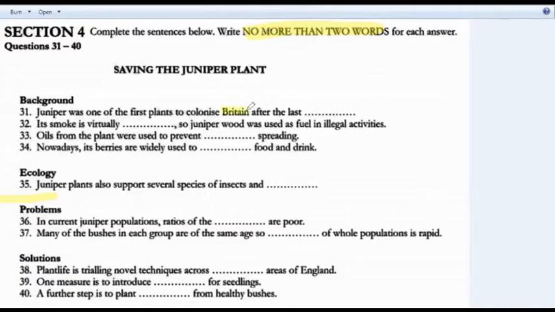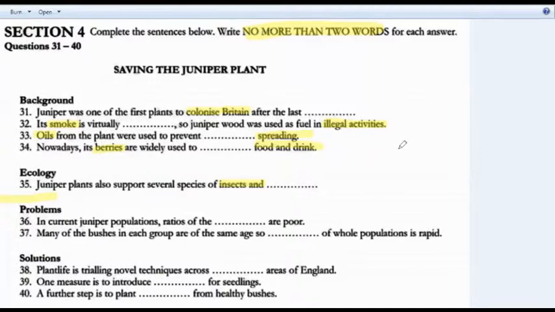Now, we want to look for Britain and maybe colonize as well. Smoke is going to be very important here. Okay, possibly illegal activities as well. Next, oils. Okay, and to prevent something spreading, the spread of something. Then we have food and drink next, and berries. And for number 35, insects and something. Okay, insects and something. First step, notice those keywords.